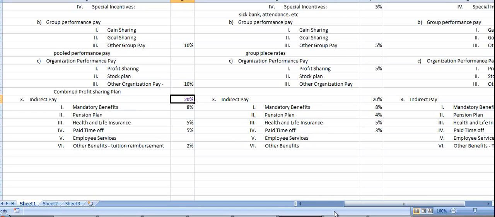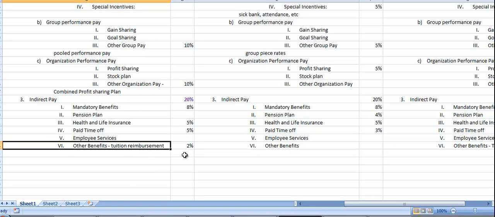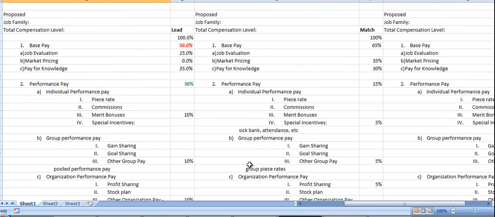How she was going to split it up? She decided that she would split up her indirect pay 8% to mandatory benefits like CPP, for example, health and life insurance, paid time off, and other benefits. She decided to include tuition reimbursement. That may or may not be appropriate, but that's an example.